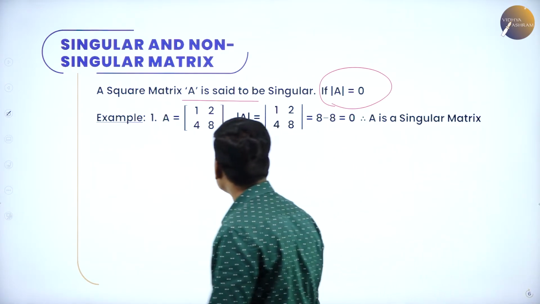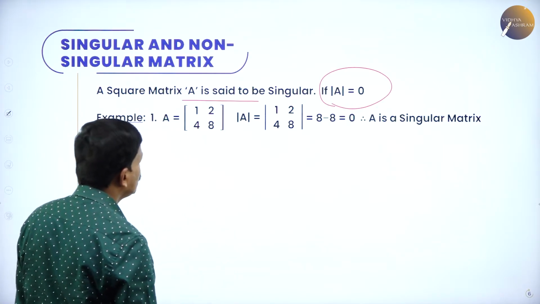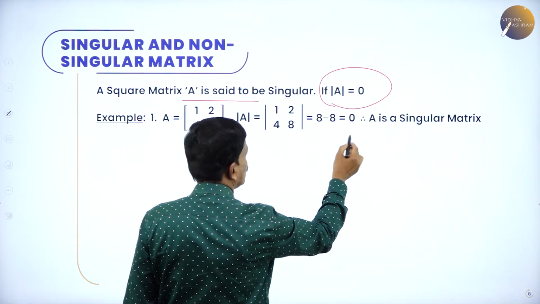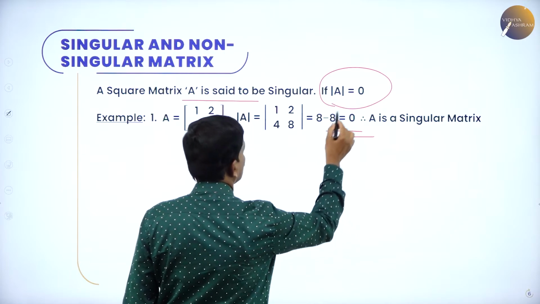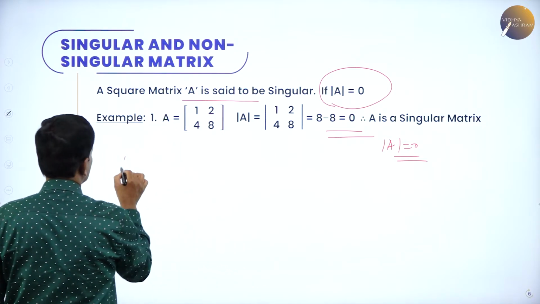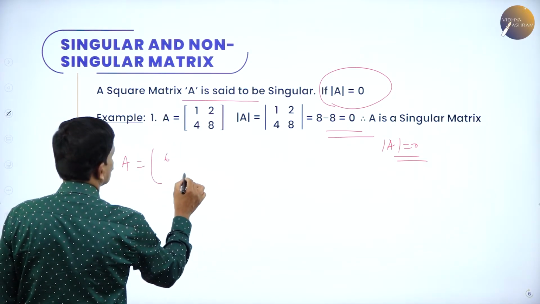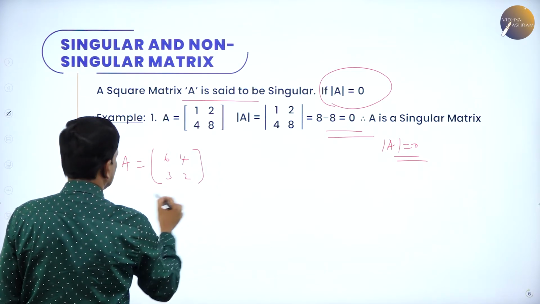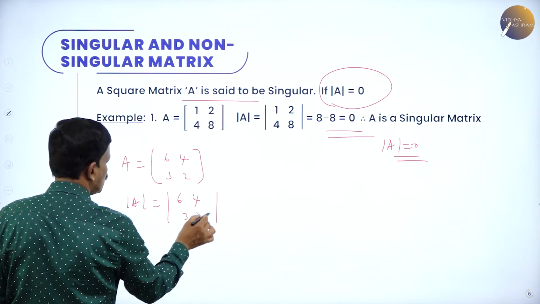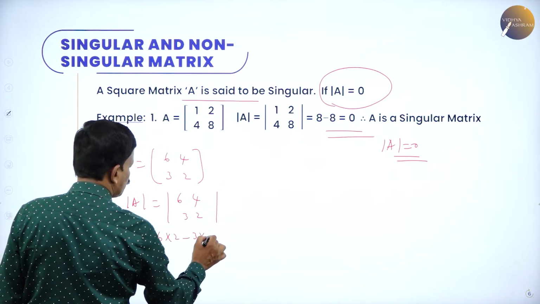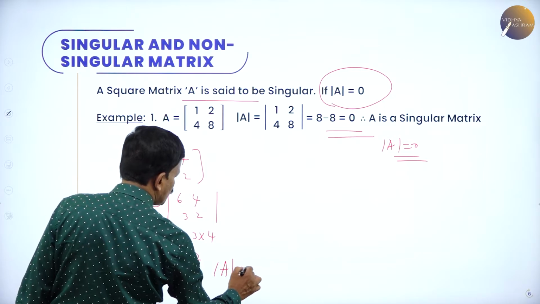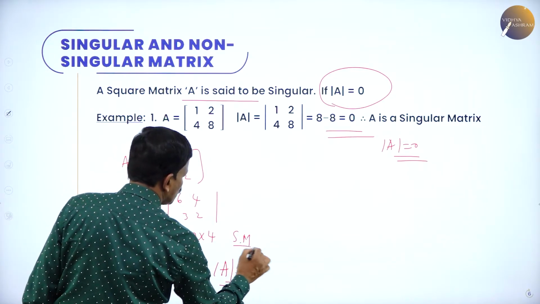So for example, let us consider A is equal to 1, 2, 4, 8. The determinant of A is the determinant of 1, 2, 4, 8. Simplify this. 1 into 8 is 8 minus 4 into 2 is 8. 8 minus 8 is 0. Since the determinant of A is equal to 0, therefore this is a singular matrix. Let us take one more example. If A is equal to 6, 2, 4, 3, then the determinant of this is 6 into 3 minus 2 into 4... 6 into 2 minus 3 into 4. 6 into 2 is 12, 3 into 4 is 12, 12 minus 12 is 0. Since the determinant of A is equal to 0, therefore this is a singular matrix.